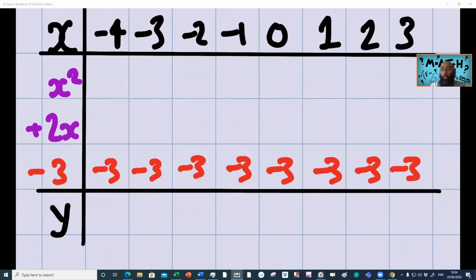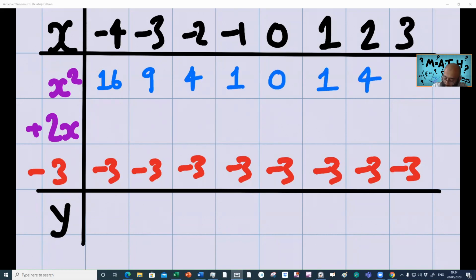Okay, so we have -4, and we're going to square it. What will give us? 16. Okay, now let's just use a different color. So that gives you 16. The next one, come on, go. -3 squared, 9. -2 squared, 4. Then 1. Then 0. Then 1. Then 4. Then 9. Okay, everything is squared.